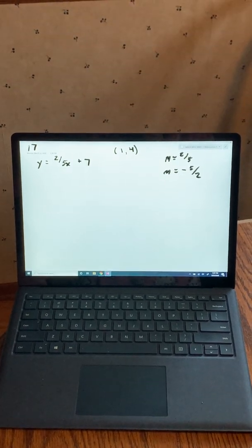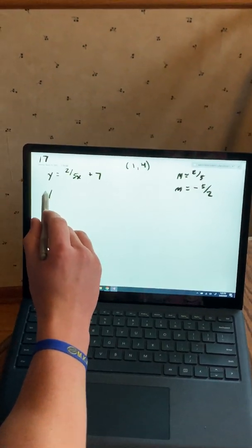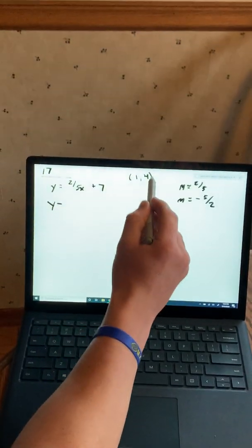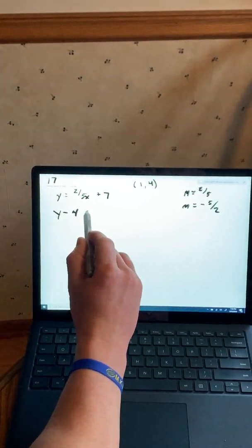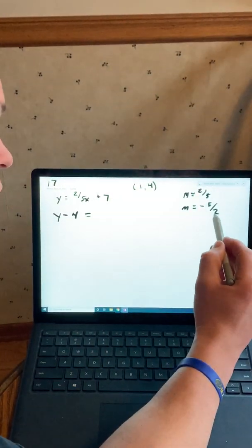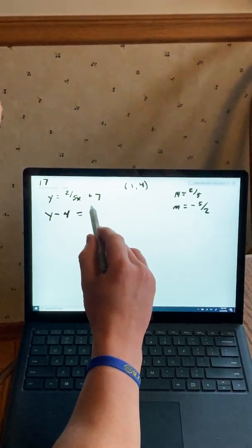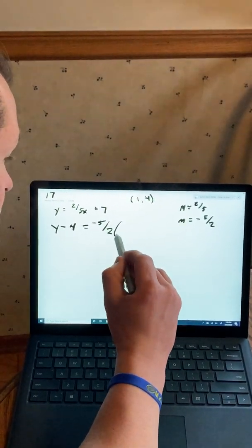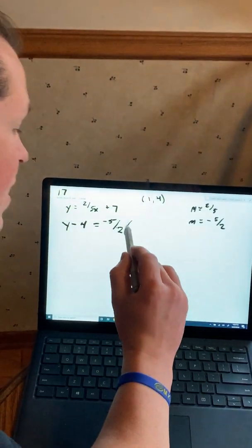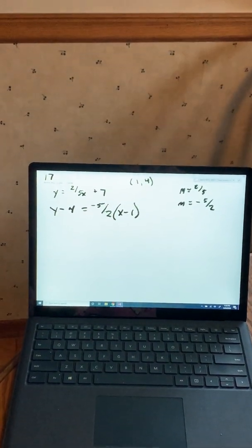The next step is we have to insert the point that is given. In order to do that, we start off by saying y, and we subtract the y value that they give you, the y coordinate, which is 4, equals, using our -5 halves as our new perpendicular slope. We also have to put parentheses because we're going to take the x coordinate that they give us and subtract it as well. So we get that step right there.